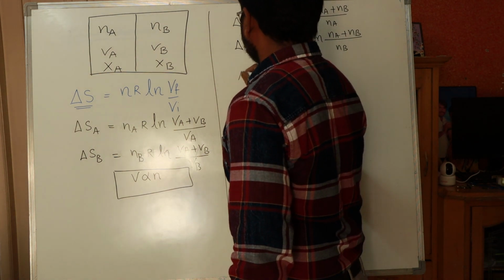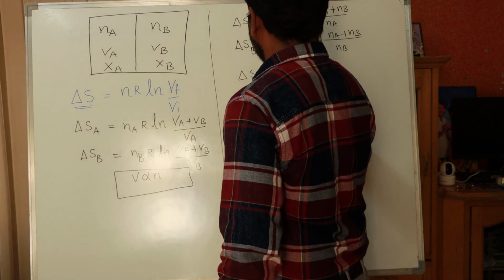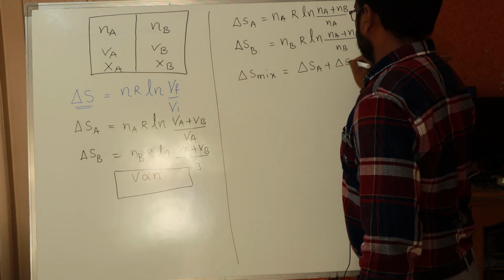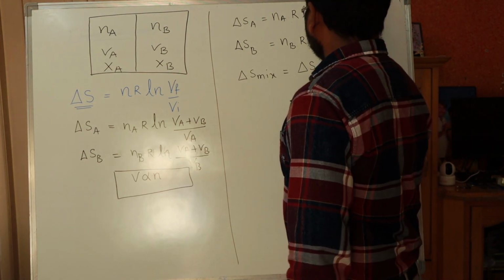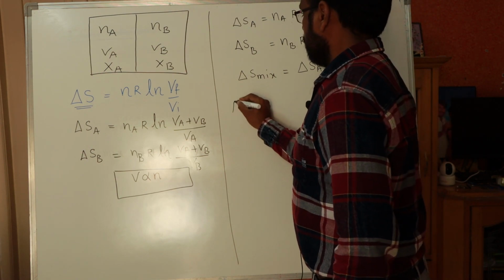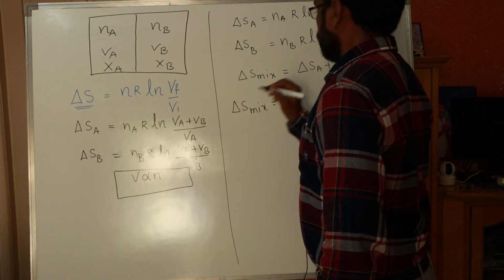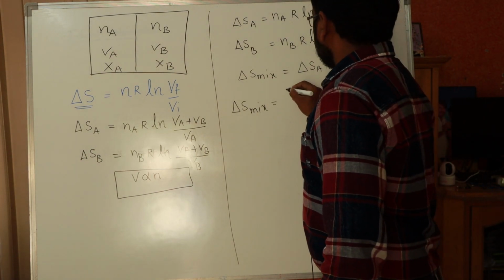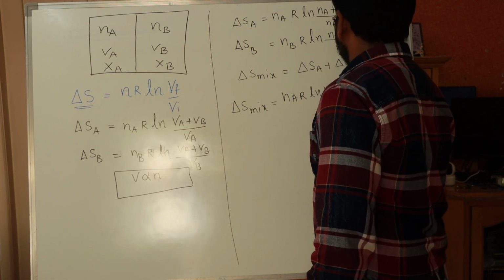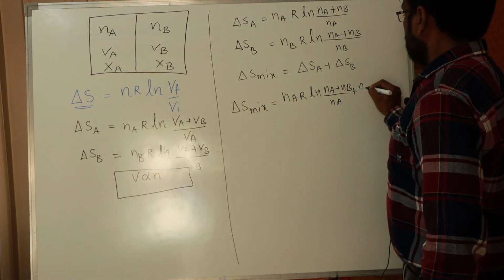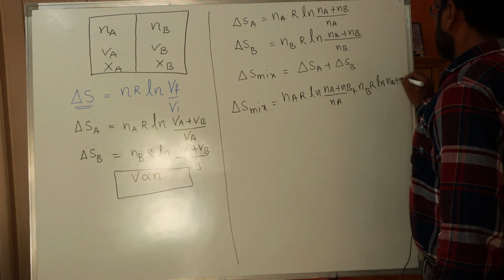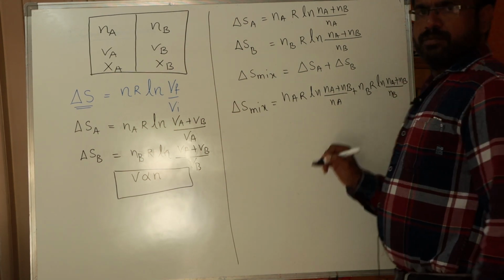From this we can write delta S mix is equal to delta Sa plus delta Sb. Now let us substitute the delta Sa and delta Sb values in the equation. Then delta S mix is equal to Na R ln (Na plus Nb) by Na plus Nb R ln (Na plus Nb) by Nb.